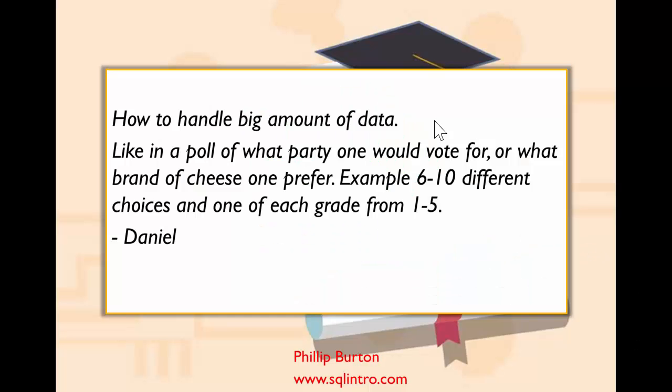Daniel asks, how do I handle big amounts of data? Like in a poll of what party one would vote for, or what brand of cheese one would prefer. For example, you could have 6 to 10 different choices, and you can choose one from each grade, ranking them from 1 to 5. Daniel also suggests things about tables and pivot tables. So let's have a look and see how you would do handling big amounts of data.